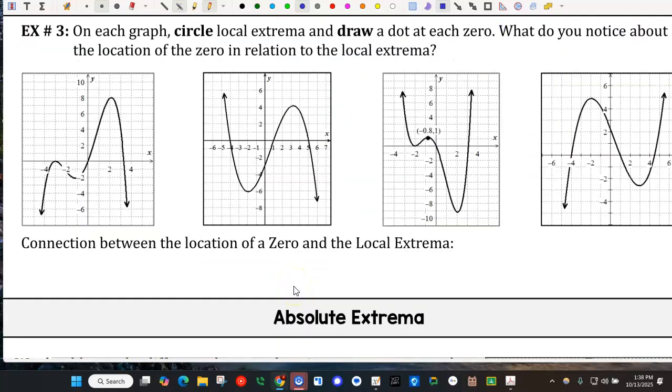Let's go on down. It says, on each graph, circle the local extrema and draw a dot at each 0. Circle the local extrema. So you can do these on your own, just see if you get the same thing. Watch the first few if you want.